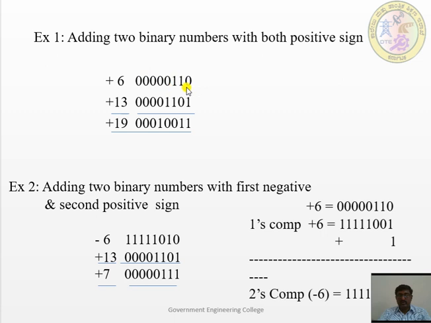6's value will be what? 0, 1, 1, 0, and the remaining 4 bits will be 0. Or else it is just the values 2 raised to 0, 2 raised to 1, 2 raised to 2, that is 1, 2, 4, so 4 plus 2 is 6. So for 13, how will it be represented?